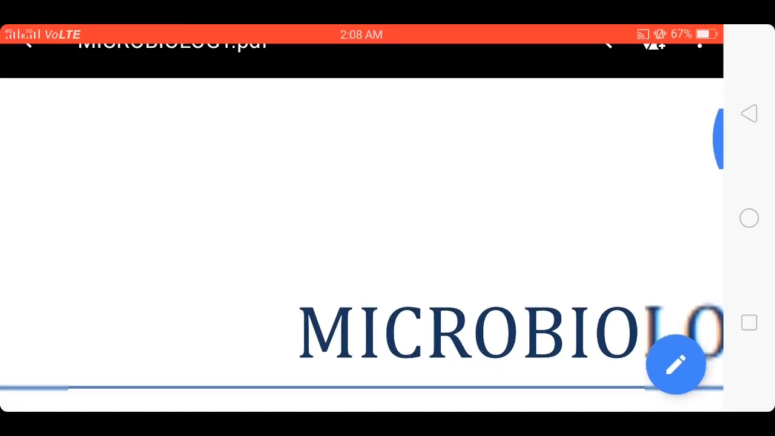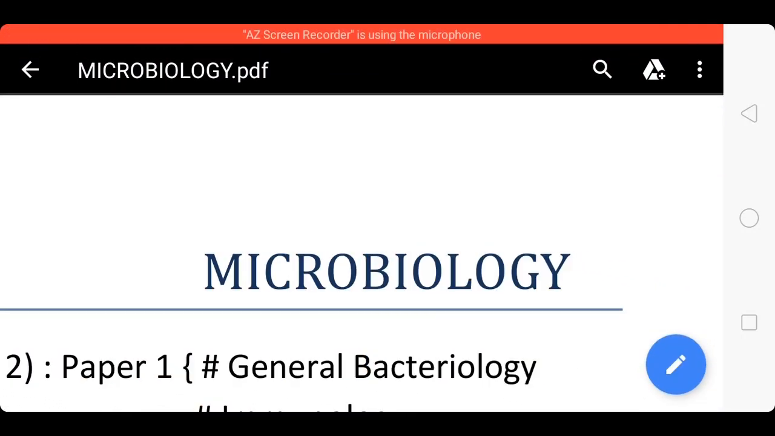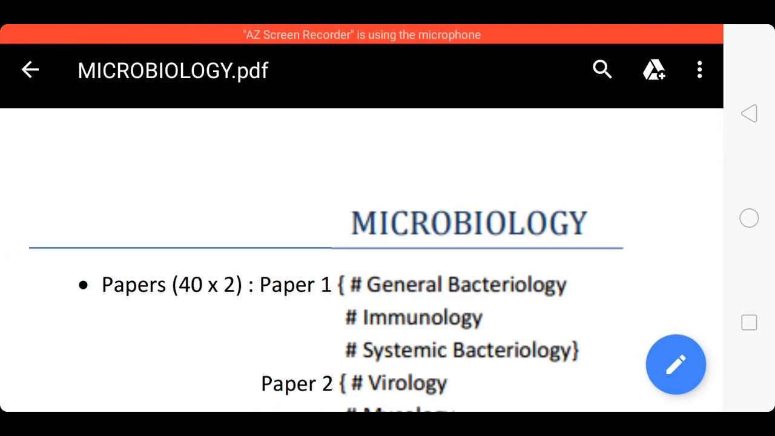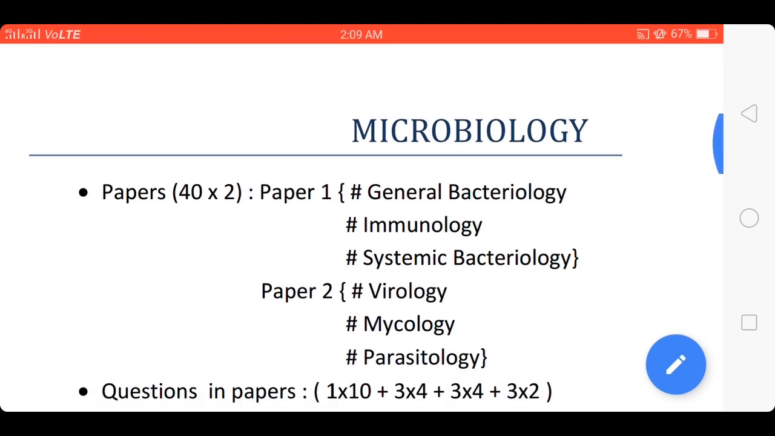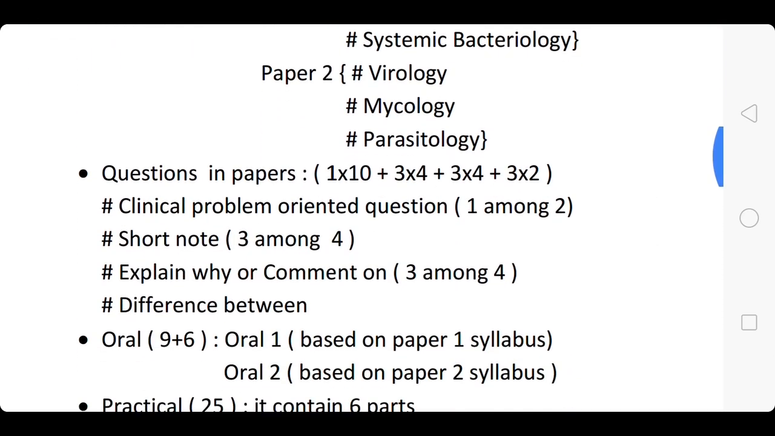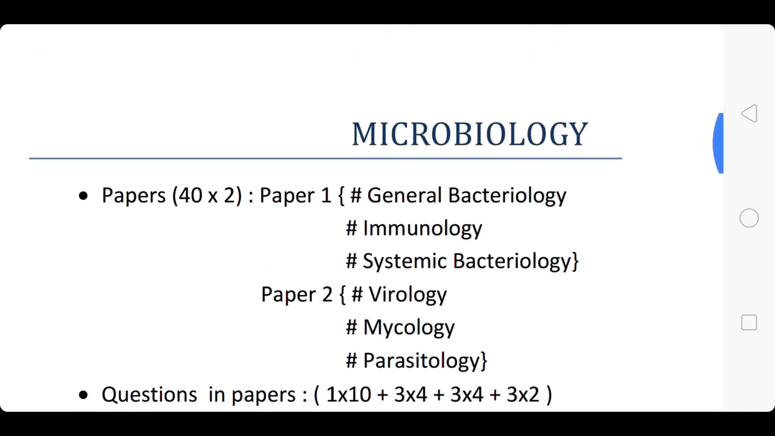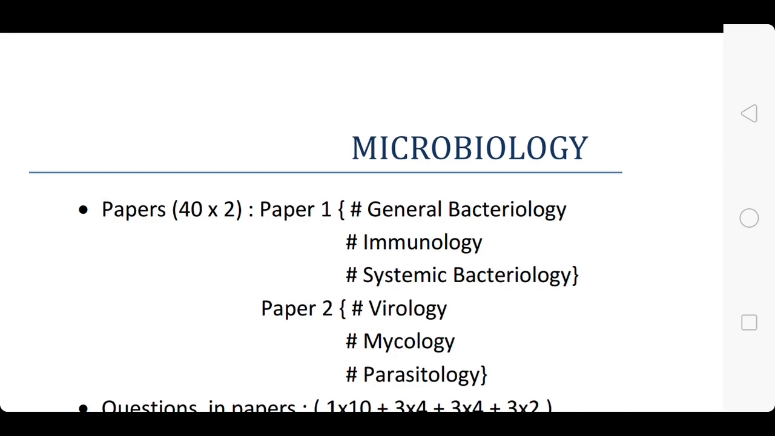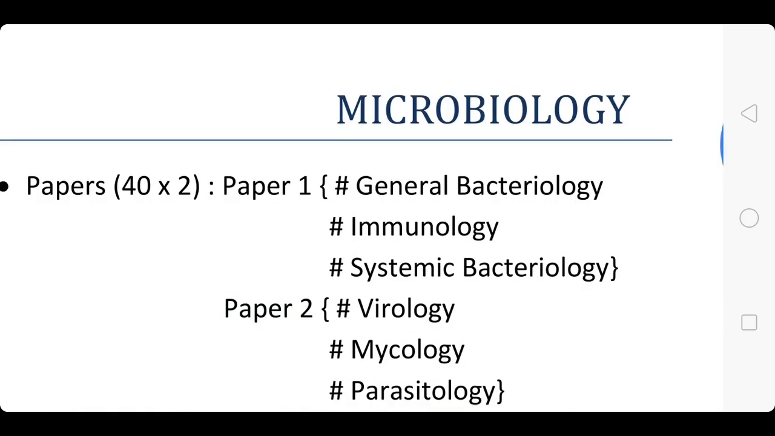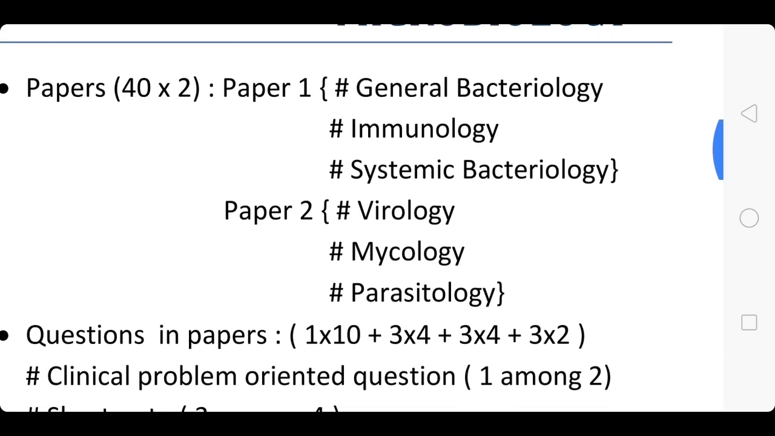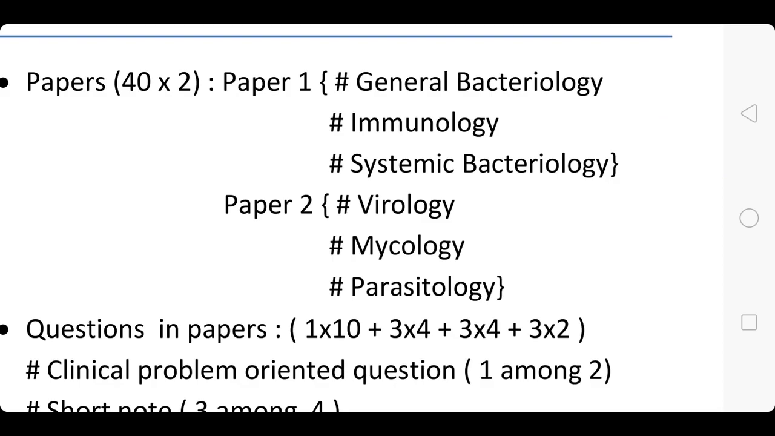This video is about strategy and mark division of microbiology in the second year MBBS exam. In microbiology, there are three types of tests: written papers, oral, and practical tests. There will be two papers, paper 1 and paper 2. Each paper will contain 40 marks. Paper 1 will be based on general bacteriology, immunology, and systemic bacteriology, and paper 2 will be on virology, mycology, and parasitology.